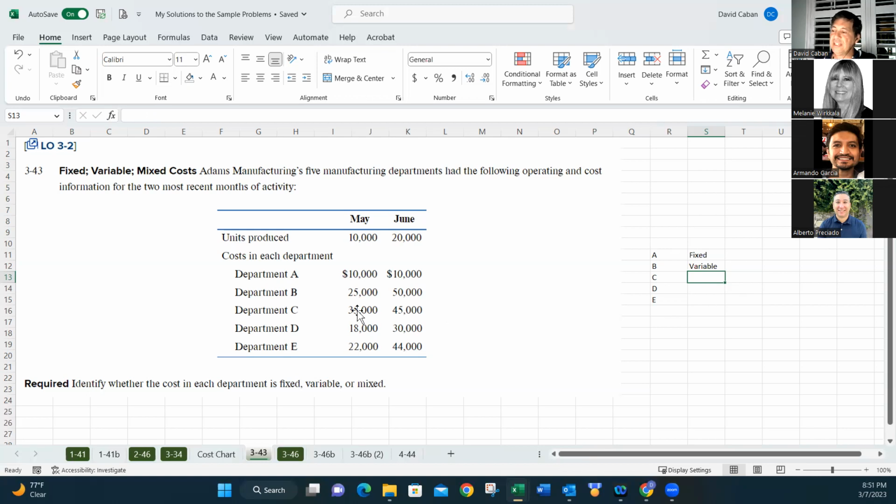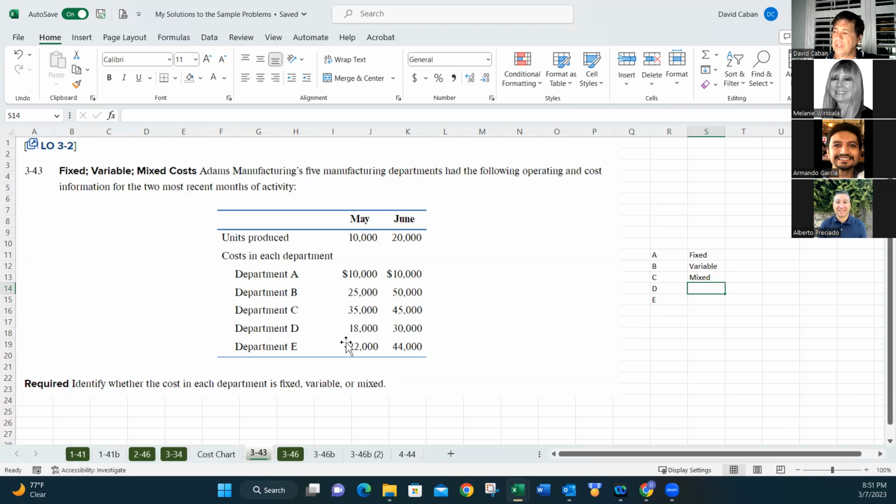Okay. Now Department C did go up, but it did not go up proportionately. So what do you think Department C is? Mixed. It has to be mixed. Now, if we had time, I would show you how to break that up. But we don't have time. You can use the high-low method to determine the proportion of fixed and variable in this one. But I just want to make sure I have time for the other problem as well. Has anybody here studied the high-low method? No? Okay, well, there's a way to extrapolate this. It's using the high-low method, okay? And it's not very difficult.